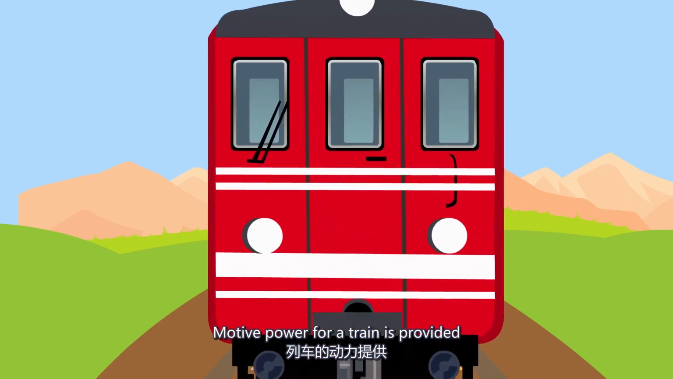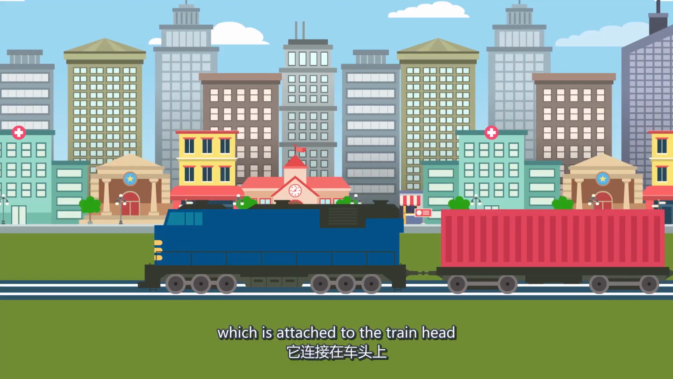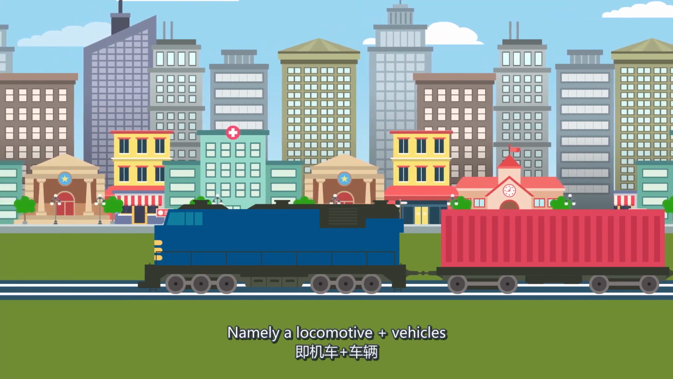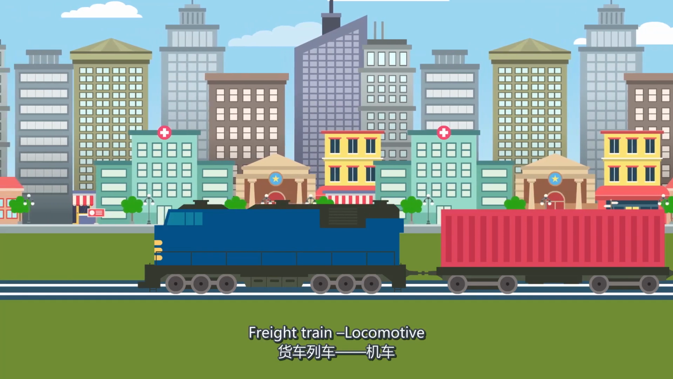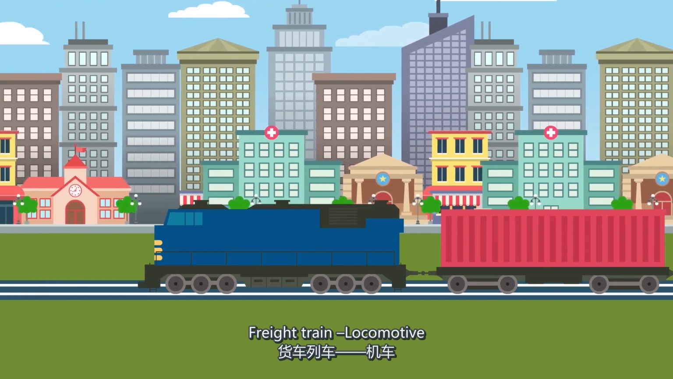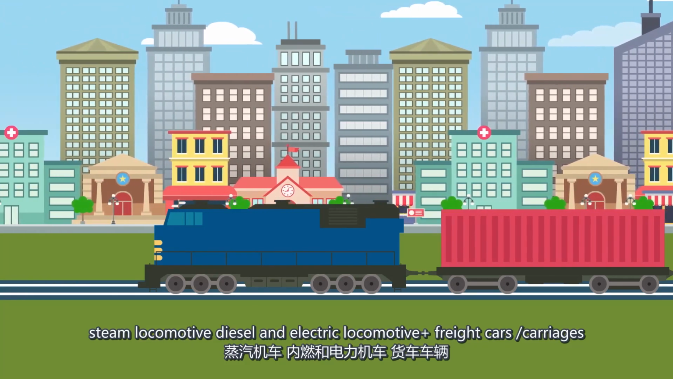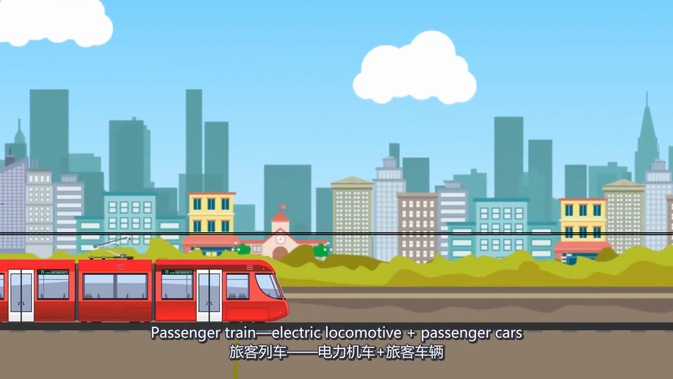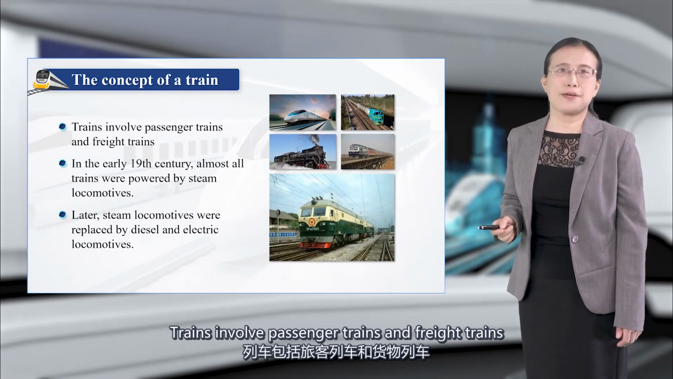Motive power for a train is provided by a separate locomotive which is attached to the train head, namely a locomotive plus vehicles. Freight train: steam locomotive, diesel and electric locomotive plus freight cars. Passenger train: electric locomotive plus passenger cars. Trains involve passenger trains and freight trains.